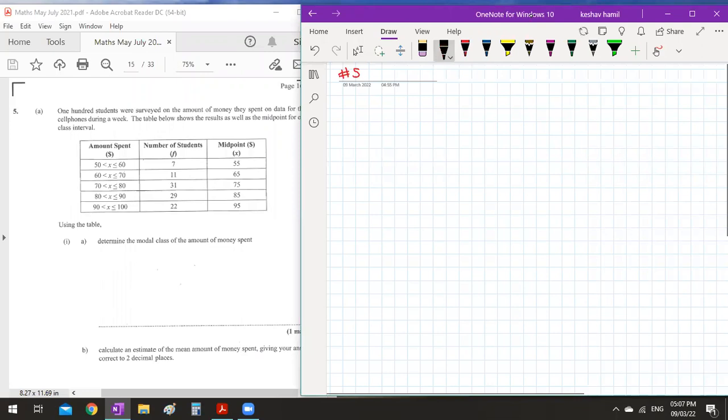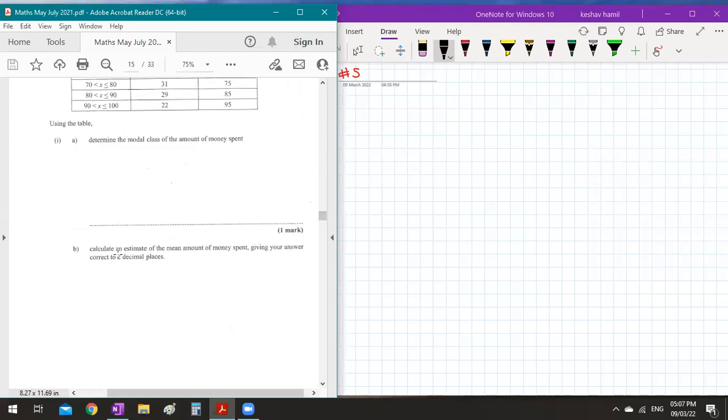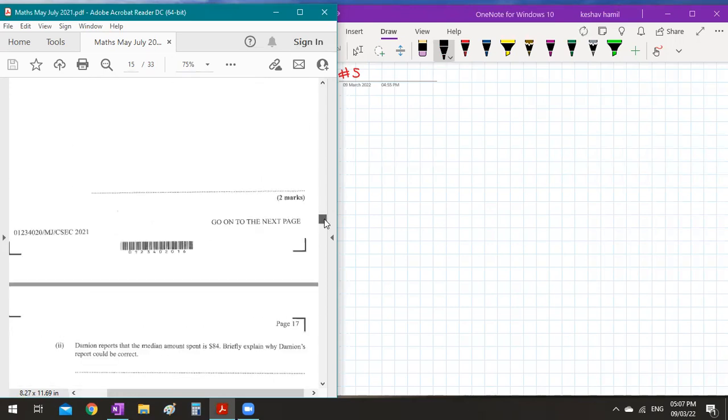So number 5, A. 100 students were surveyed on the amount of money they spent on data for their cell phones during a week. The table below shows the results as well as the midpoint for each class interval. Using the table, part 1, determine the modal class. Part 2, calculate the estimate of the mean amount of money spent. Give the answer to 2 decimal places.